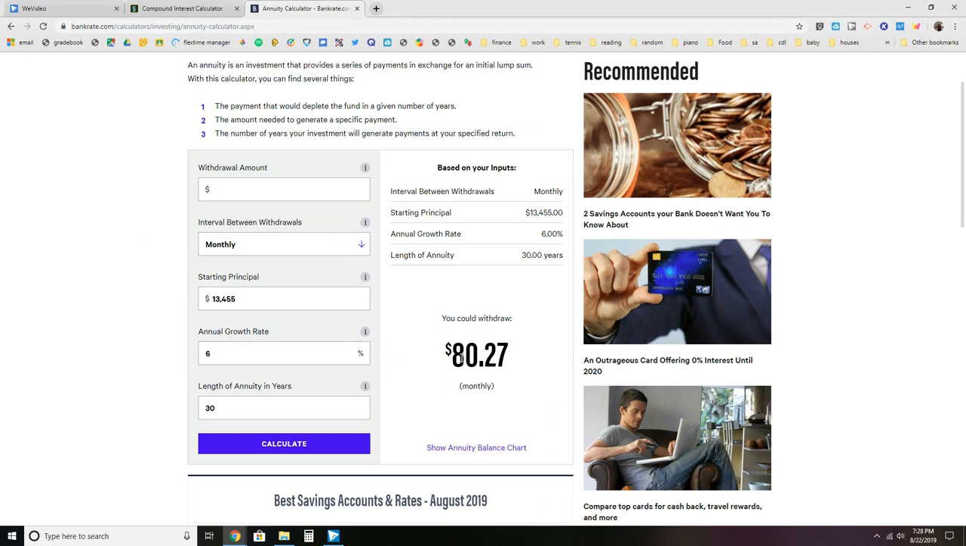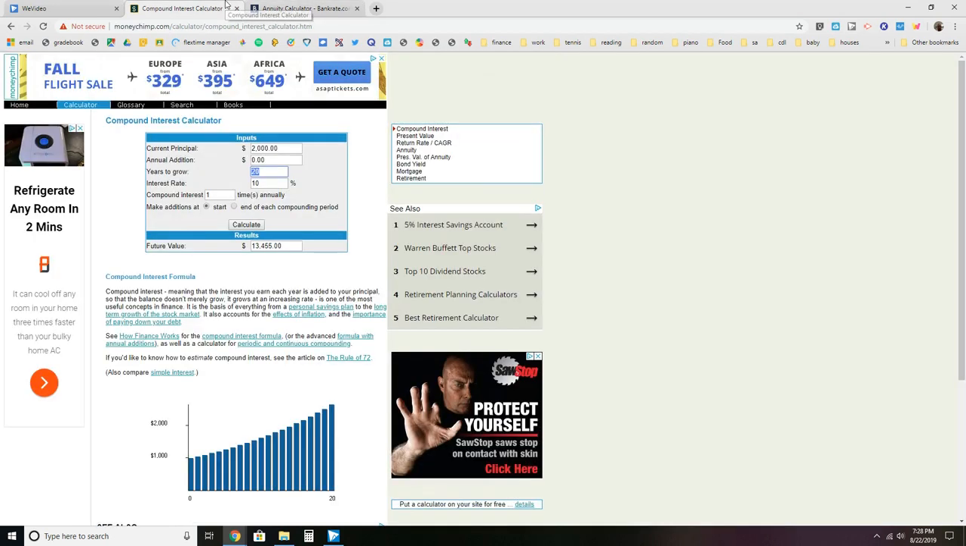Okay. Let's look at other numbers. This does show the beauty of compound interest. You've probably seen many videos about compound interest before, but you should be aware of the monthly cash flow that you could receive from that.